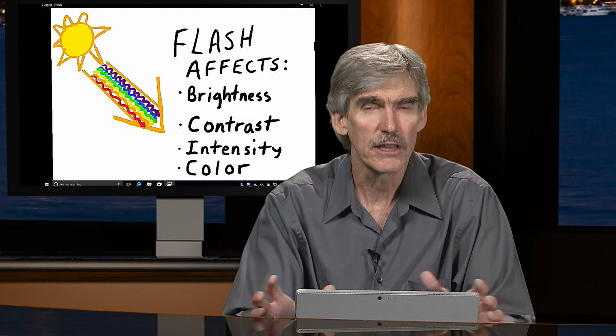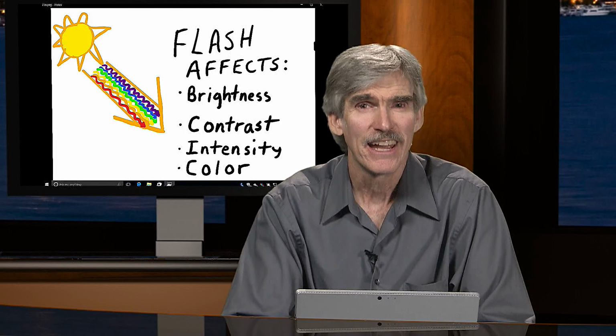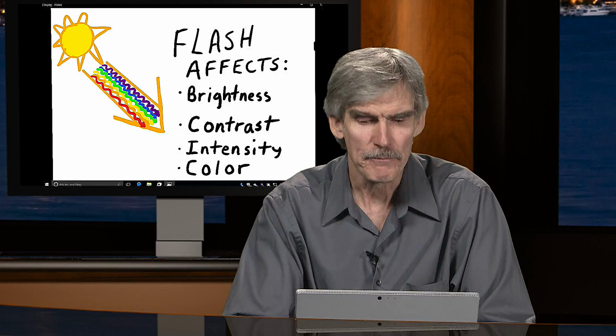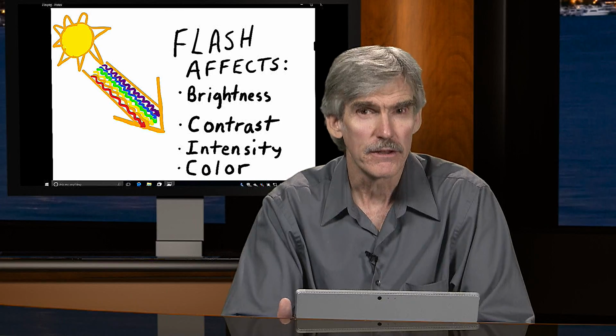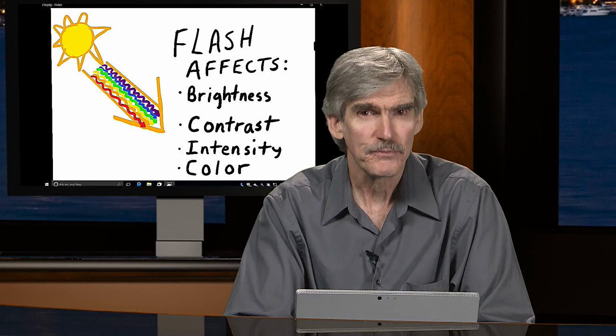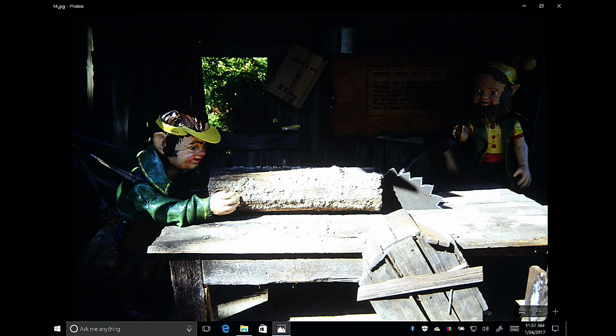And so whatever is in the path of that circular blast is going to be very brightly lit, and there will be a lot of intensity there. And that intensity can affect the color and the quality of the color that you're getting from that flash. So let's take a look at some examples of the use of flash.